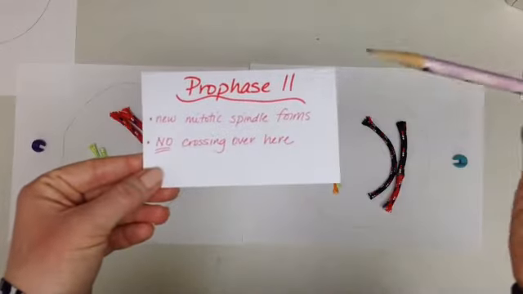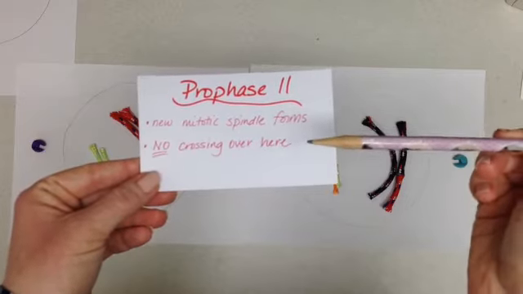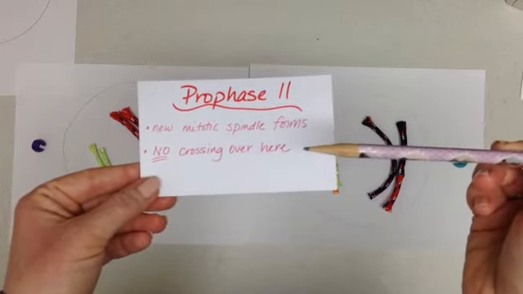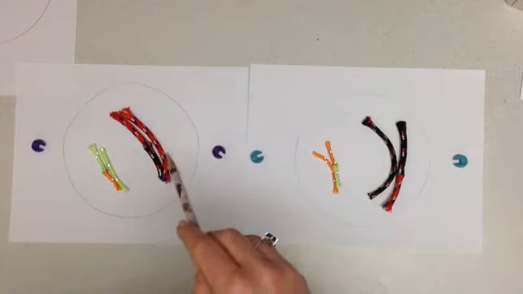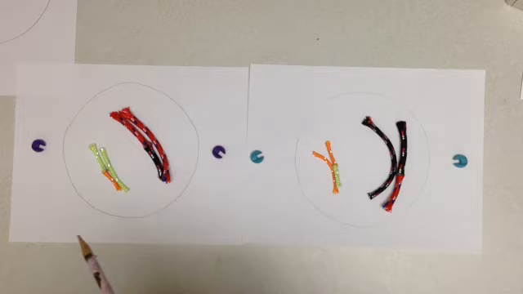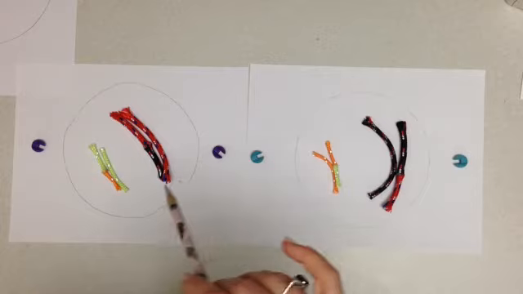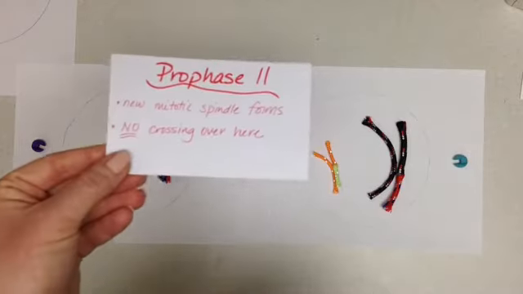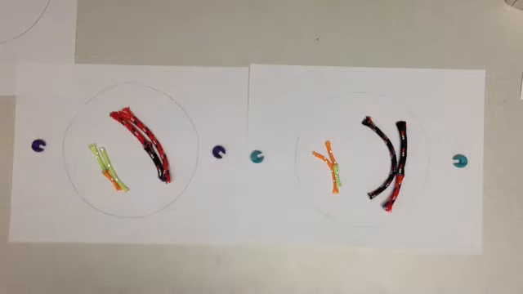I want to stress at this point in prophase 2, we no longer are going to see crossing over. These duplicated sister chromatids are not going to cross over with each other. That event only happens in prophase 1. And so really at this point in stage 2 of meiosis, it's just about going through and separating out these paired sister chromatids. So no crossing over in prophase 2.